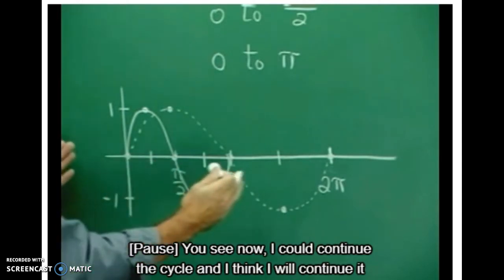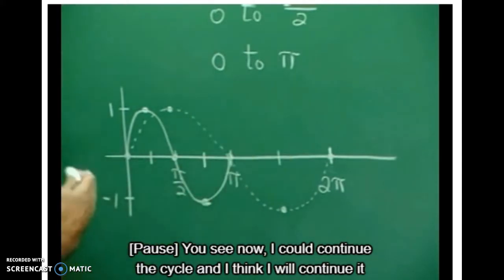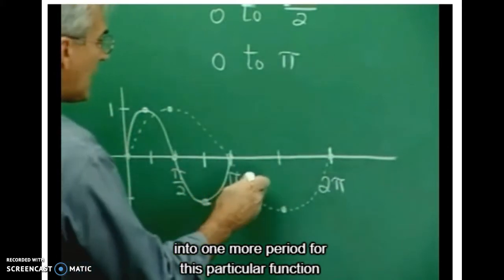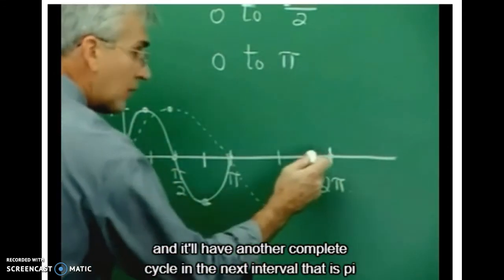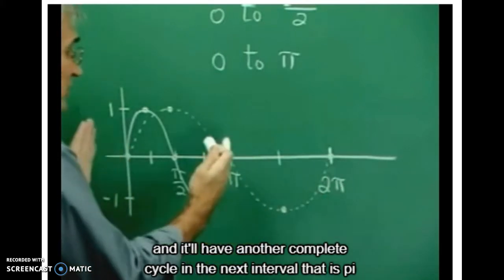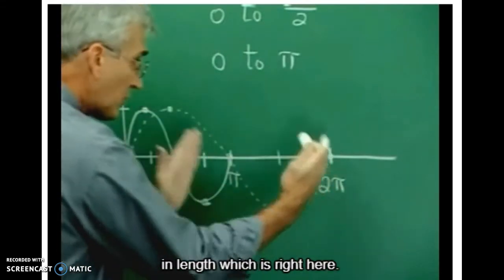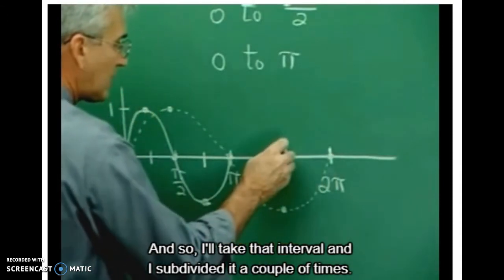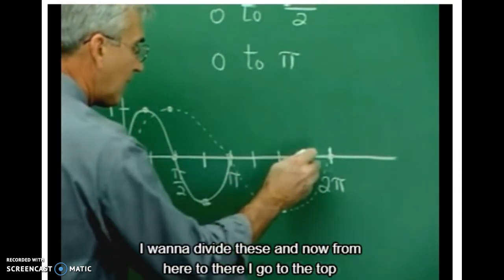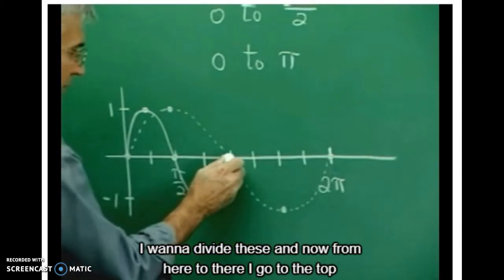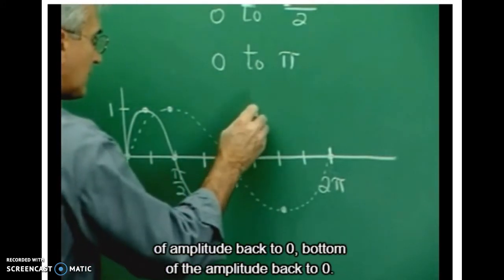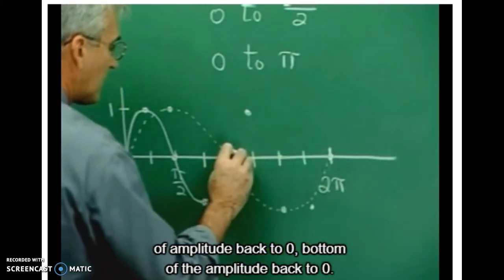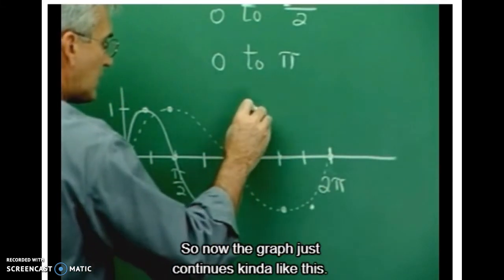Now I could continue the cycle, and I think I will continue it into one more period for this particular function. And it'll have another complete cycle in the next interval that is pi in length, which is right here. And so I'll take that interval, and I'll subdivide it a couple of times. I have a division here. I want to divide these. And now from here to there, I go to the top of the amplitude, back to 0, bottom of the amplitude, back to 0. So now the graph just continues kind of like this.